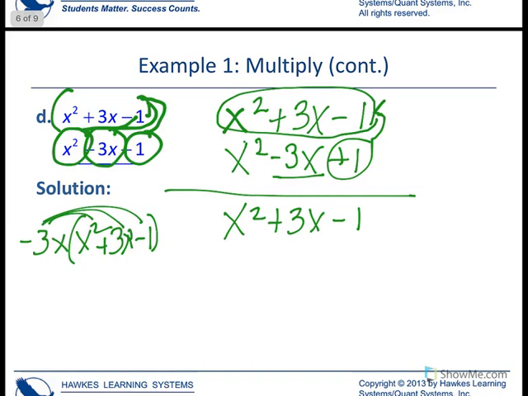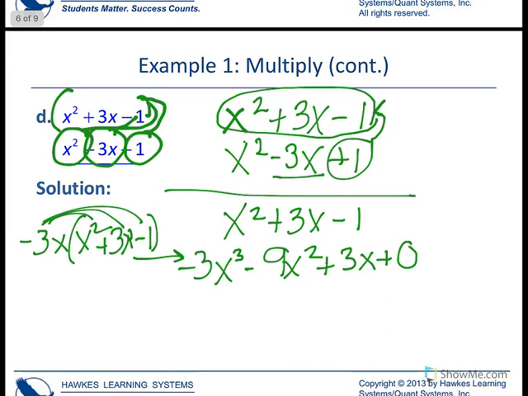But you would just write out your solution over here. So that would be negative 3x to the third power minus 9x squared plus 3x and then plus 0. And I try to make them aligned as best I could, but it's not really working out too well.